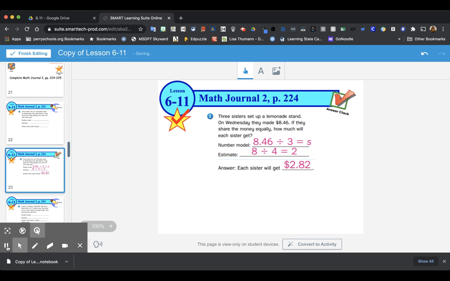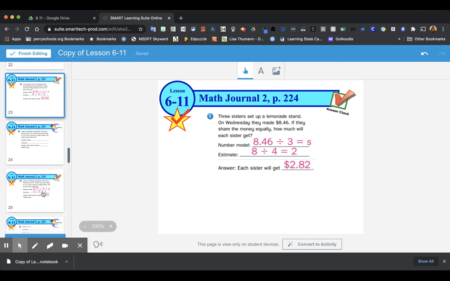check them with me. All right, taking a look at number 1, 3 sisters set up a lemonade stand. On Wednesday, they made $8.46. If they share the money equally, how much will each sister get? You should have had a number model of 8.46 divided by 3 equals some letter variable. Our estimate could be 8 divided by 4 equals 2, with the final answer of $2.82.